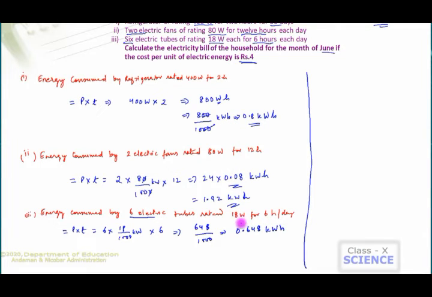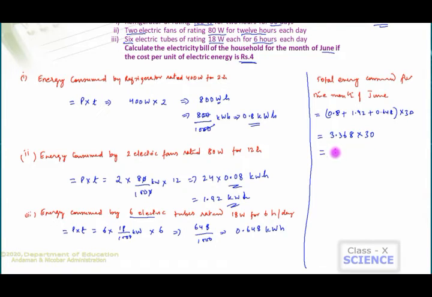We have to convert it into 30 days. So we will write that will be equal to, here the energy consumed by the refrigerator, that is 0.8, plus the energy consumed by two electric fans, that is 1.92, plus the energy consumed by 6 electric tubes, 0.648, right? So this is for one day. For converting it for 30 days, we have to multiply it by 30. So by solving this, we will get 3.368 multiplied by 30. Upon solving this, we will get 101.04. So this is the total energy consumption for 30 days.